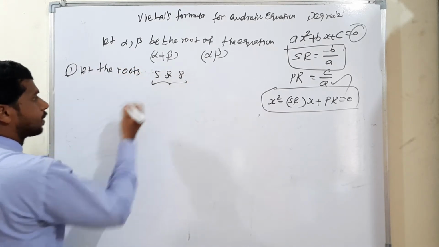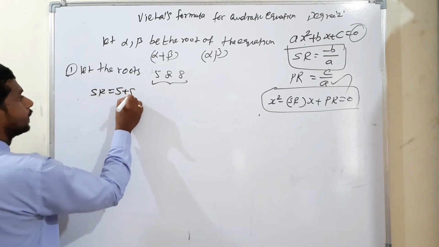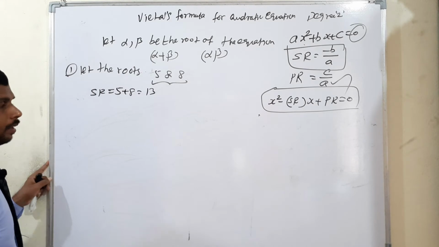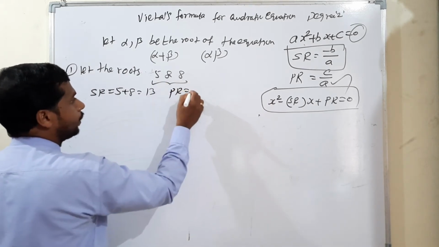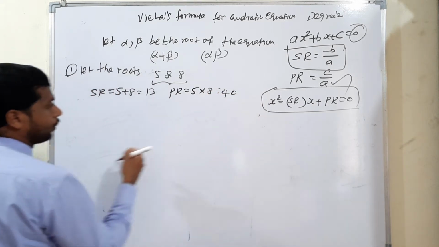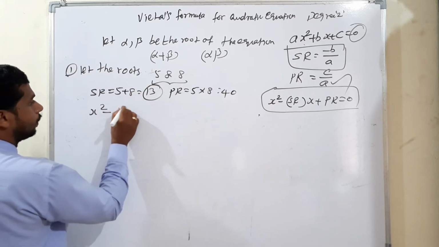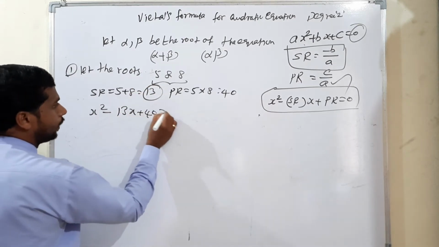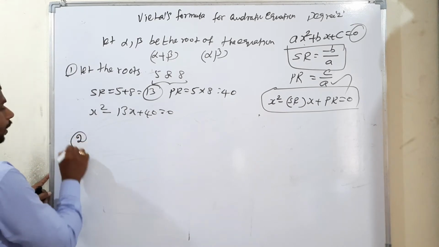5 and 8, means sum of the roots, what will happen? Sum of the roots means 5 plus 8 is equal to 13. Then product of the roots, 5 into 8, isn't it? So 5 into 8 means 40. Therefore, how to write the equation? x square minus sum of the roots, value will be 13, so 13x plus 40 is equal to 0. This is the first example.